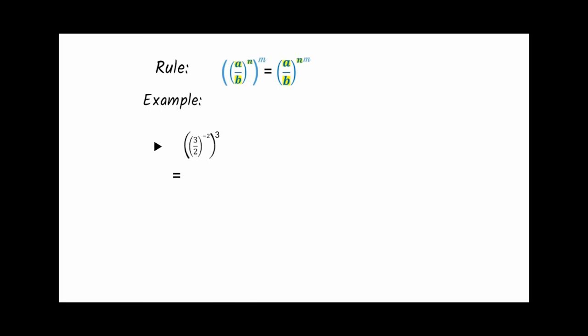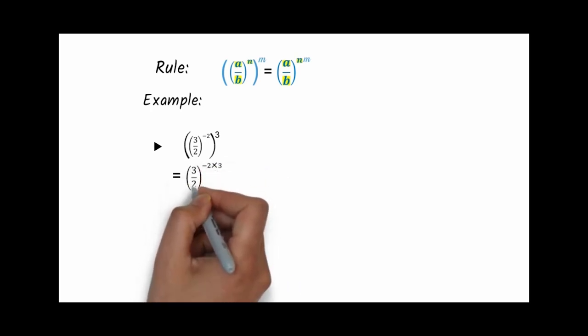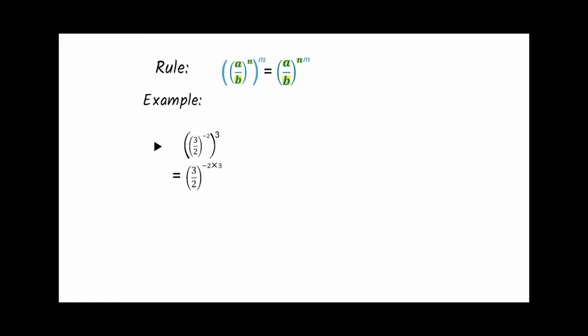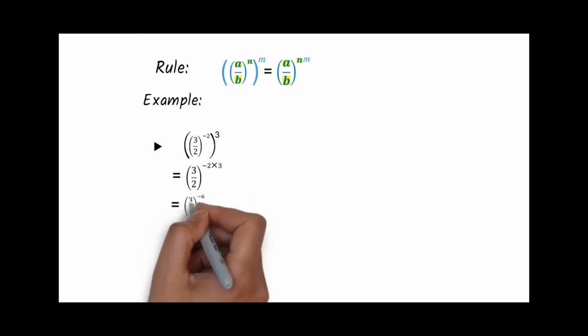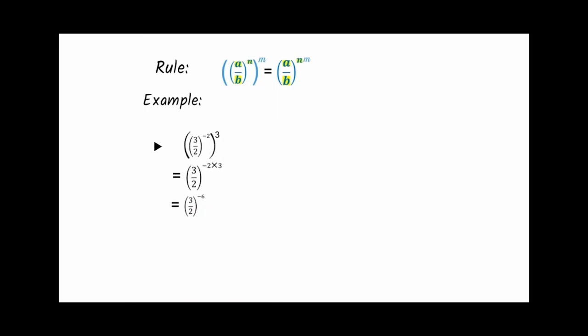So using the rule, this can be simplified into the same fraction, which is 3 over 2, raised to the power of the first exponent, negative 2, multiplied by the second exponent, 3. So it's negative 2 multiplied by 3. And if we simplify that, that's equivalent to 3 over 2 raised to the power of negative 6. So here we have a fraction raised to the negative exponent. And we're going to use our negative exponent rule. To convert this negative exponent into a positive exponent, the base fraction will be inversed.